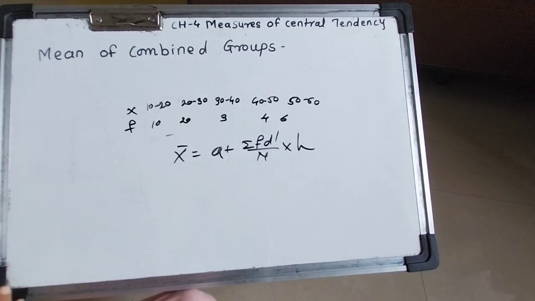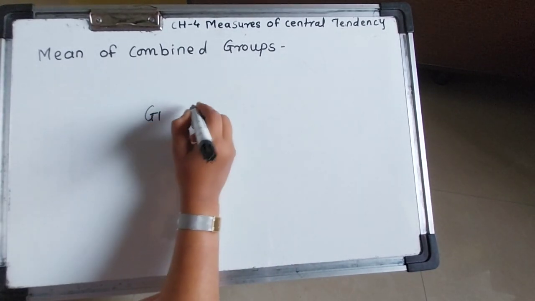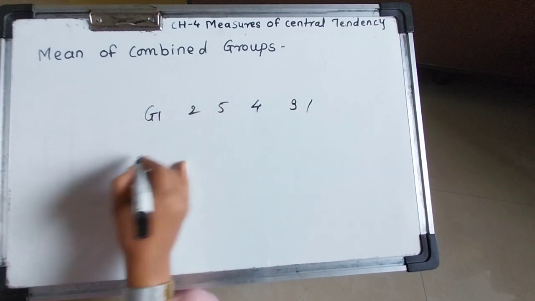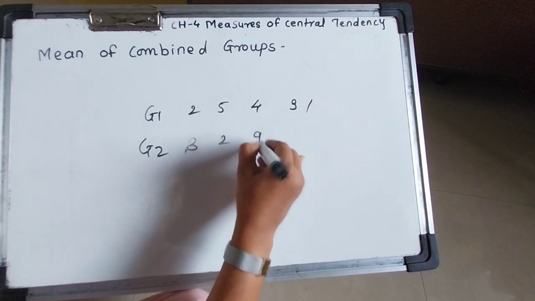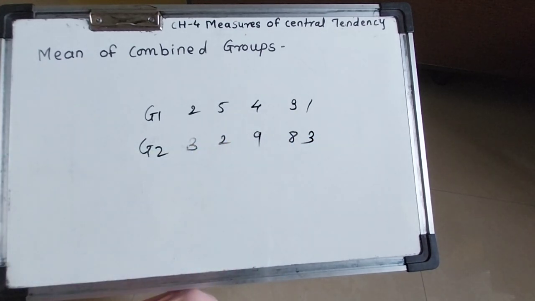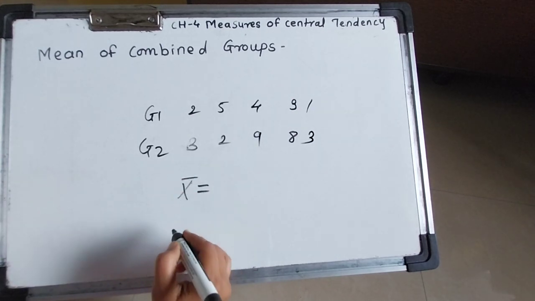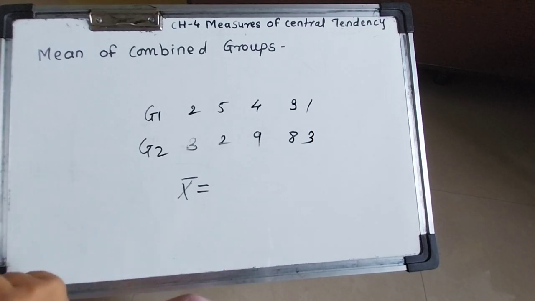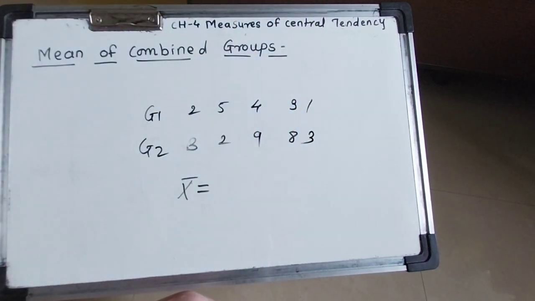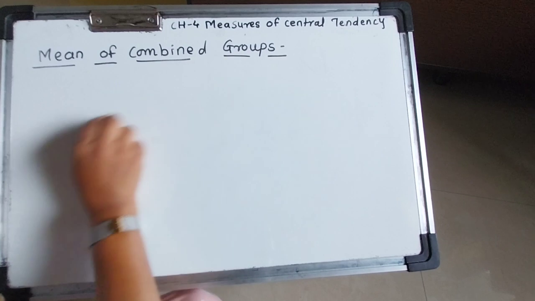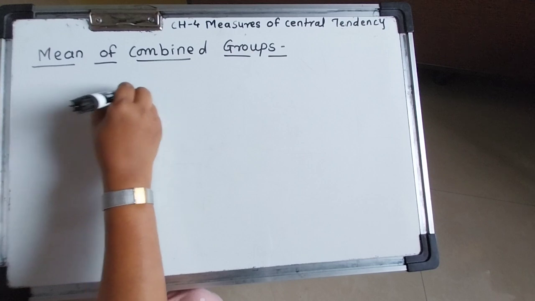Suppose they give two groups, then what do we do? Suppose they give group 1: 2 4 5 4 3 1 and group 2: 3 2 9 8 3. Now for these groups we have to find x bar. How to find the combined mean of these two groups? For this we see the mean of the combined group. Okay, understood? The combined group mean is denoted by xc bar.